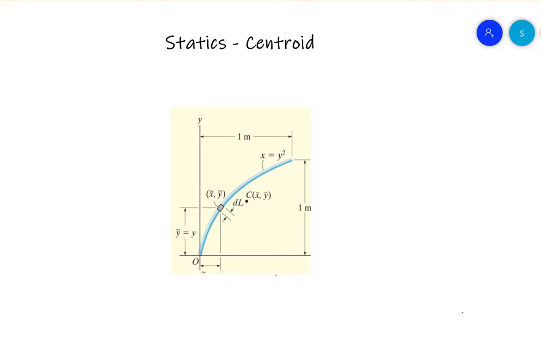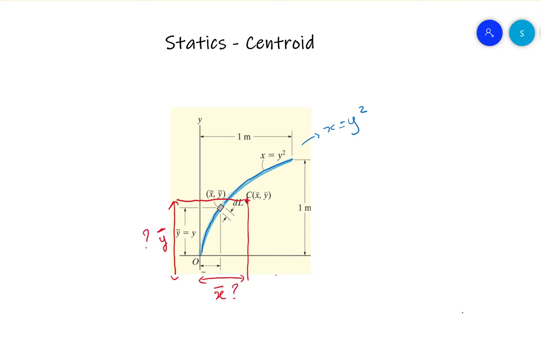Okay, so that's the first example of finding a centroid using the integral method. The goal is to find the centroid of this rod. Let's say we have a rod and we know its shape, we know the function: x equals y squared. We want to find the centroid. You see it's already drawn in there, but we want to know x bar and y bar. Those are our two unknowns.